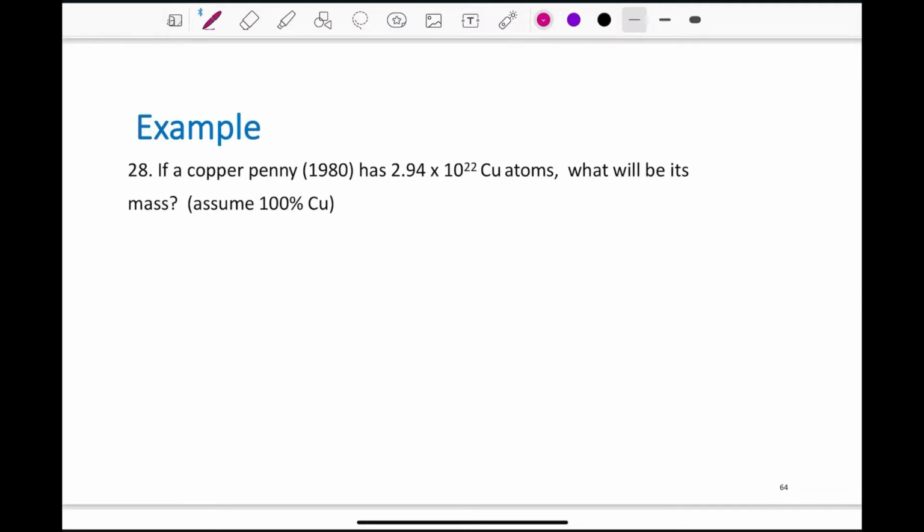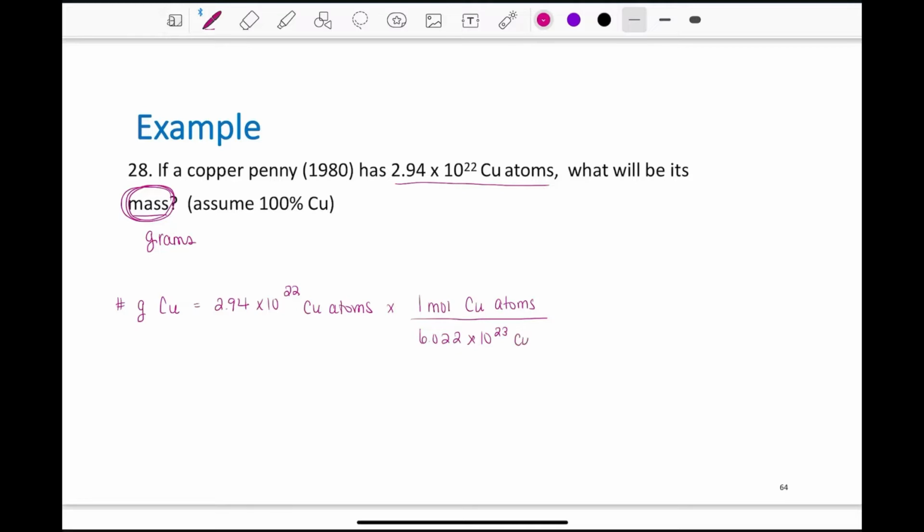So a copper penny has 2.94 times 10 to the 22nd copper atoms. What is its mass? When I say mass, even though I didn't specify it here, I really mean grams. So I want to know the number of grams of copper. I have 2.94 times 10 to the 22nd copper atoms. I'm going to go ahead and convert to moles. So 1 mole of copper atoms contains 6.022 times 10 to the 23rd copper atoms. This cancels out my number of copper atoms and gives me moles of copper.